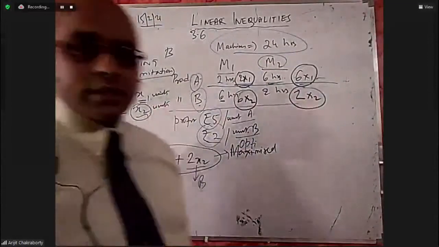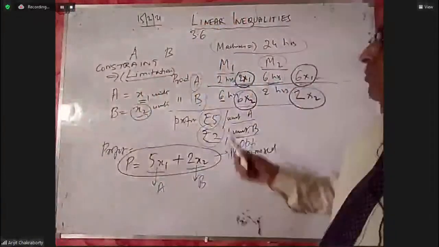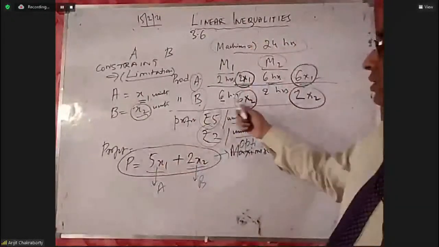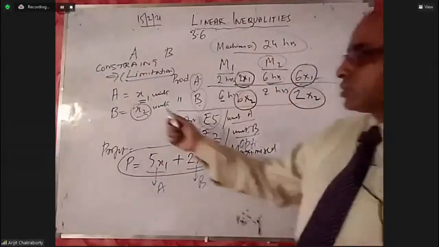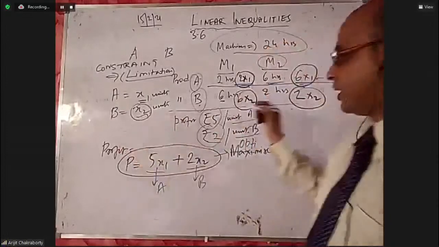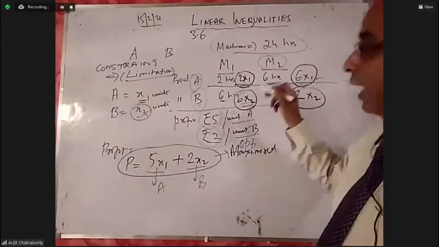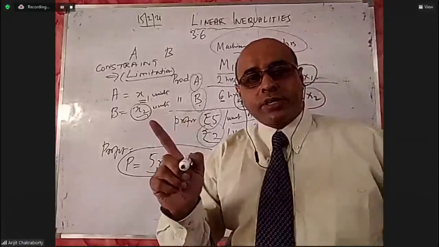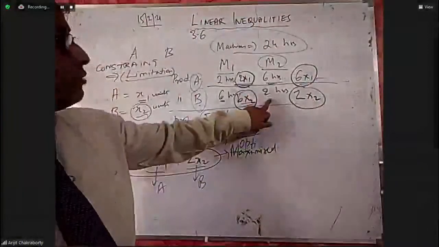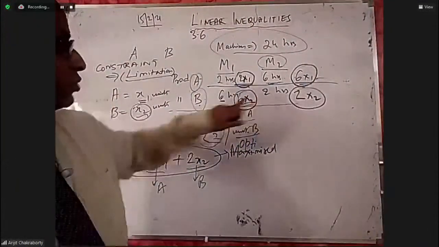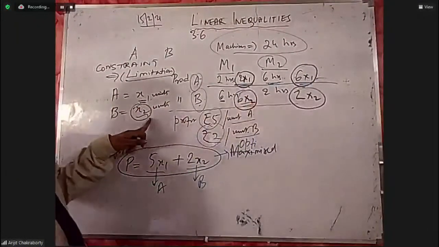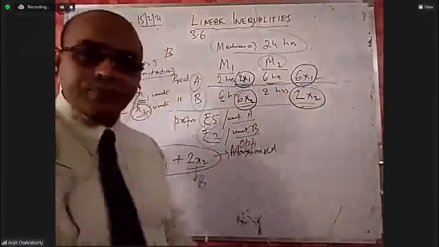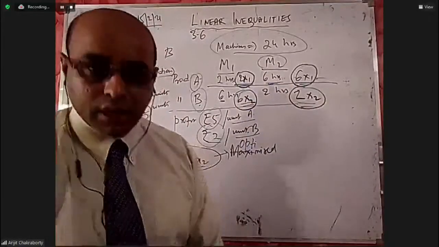Now we are taking product B. As per the given problem, 1 unit of product B requires 6 hours on machine 1. So to produce X2 units, I will take 6X2 hours. And each unit of product B takes how many hours in machine 2? It takes 2 hours. So if I'm having X2 units of product B, then the number of hours in machine 2 will be 2X2. I think you are clear till now.